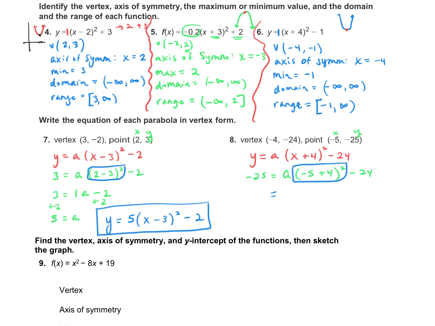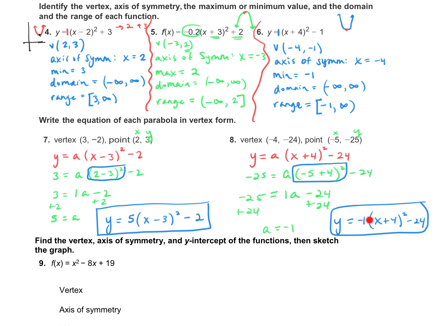So we're going to have 1 times a minus 24. I'm going to carry down minus 25. And then we'll just solve for a. Add 24 to both sides. And then we're getting a is equal to negative 1. So our final answer is going to be y equals negative 1 times x plus 4 squared minus 24. This negative 1 right here, if you just wrote it as a negative instead of a negative 1, it would be the same thing.